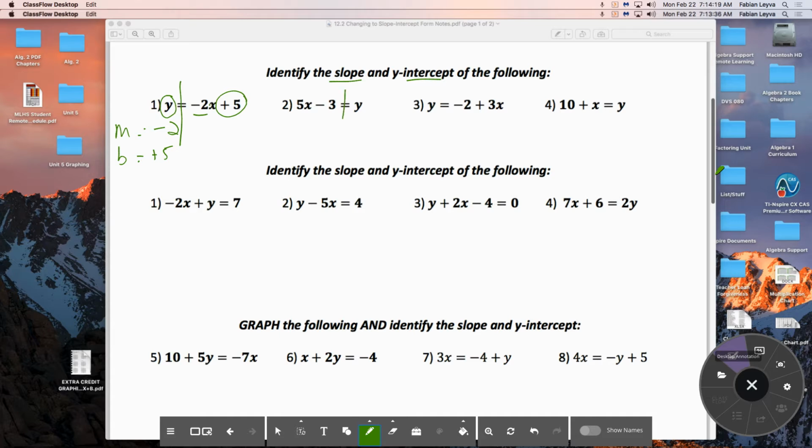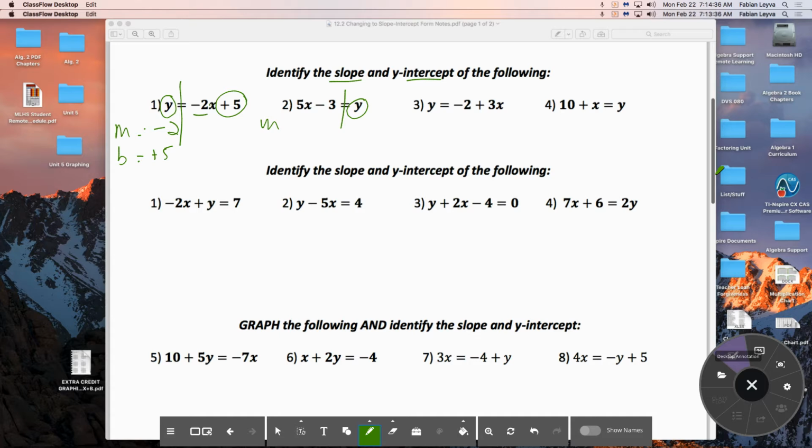Let's see number two. Is your y by itself? Is it isolated to one side of the equation? The answer is yes. That means that you have your slope and your y-intercept. Your slope is always going to be, that's an m equals 5. Let me write that nice and neat just so there's no confusion.